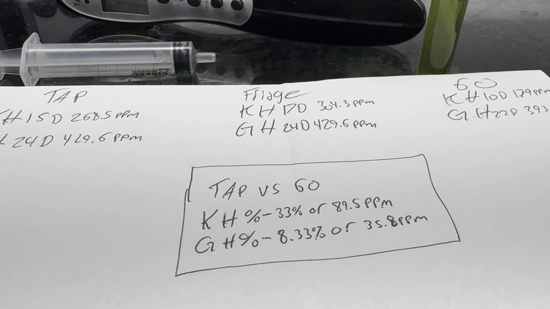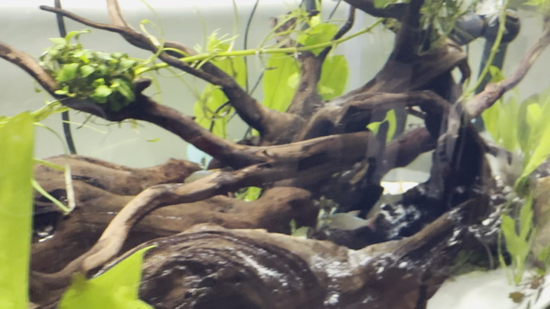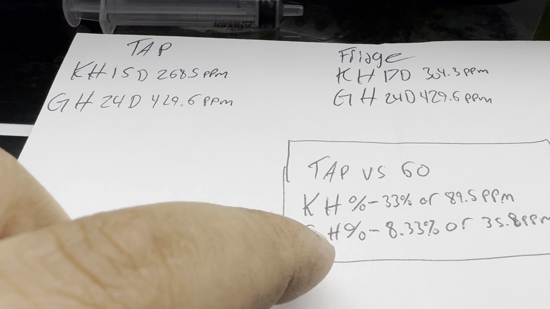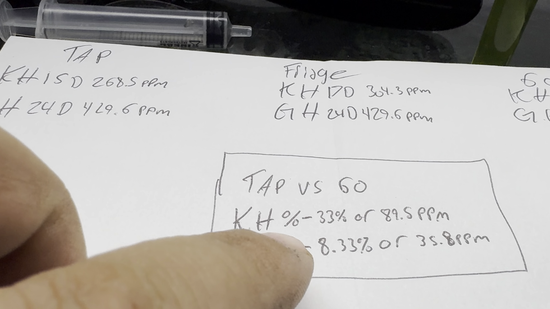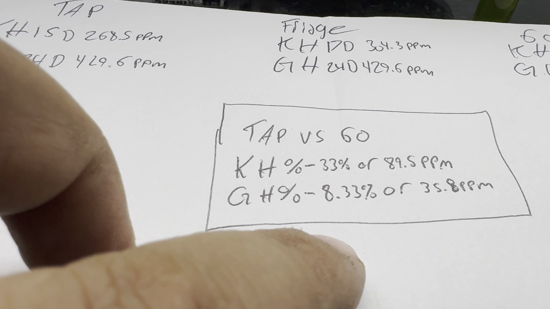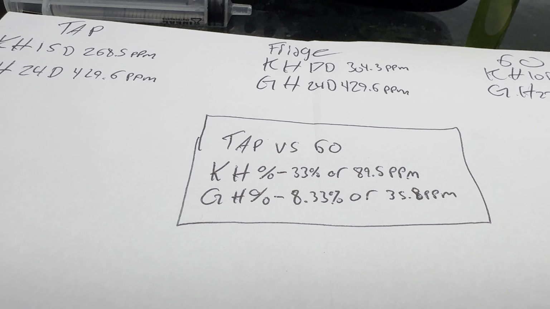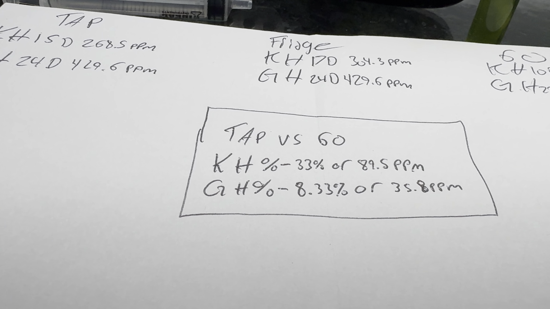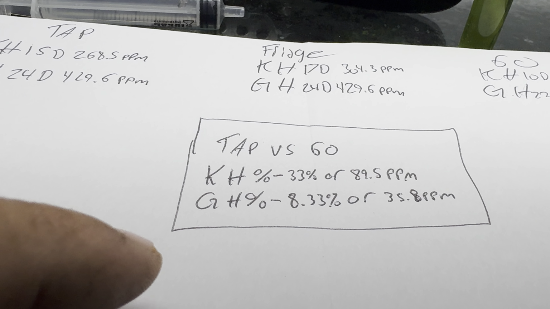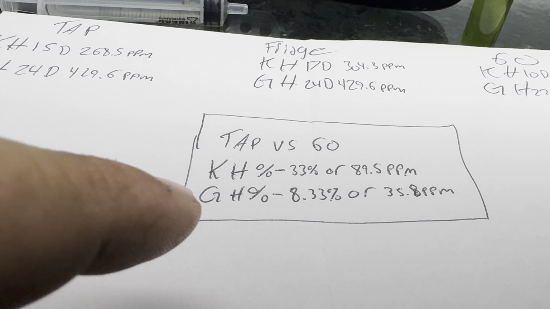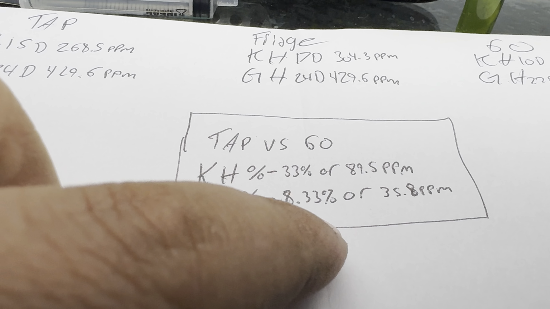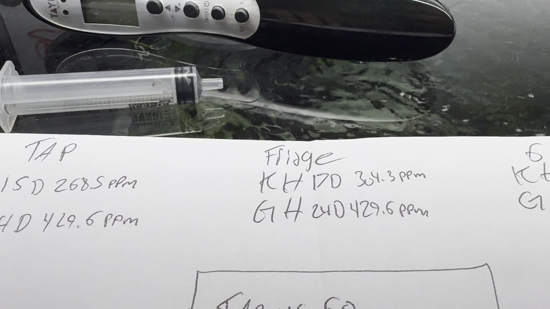That would put off enough tannins or whatever it needed to do to lower that pH enough to cause that carbonate hardness to drop 33%. Same thing with the general hardness. It brought out enough tannins or whatever was in there between additives and stuff like that. It brought down that pH low enough to decrease that general hardness by 8.33%. So that's the basic idea.